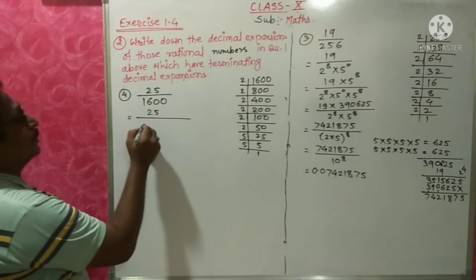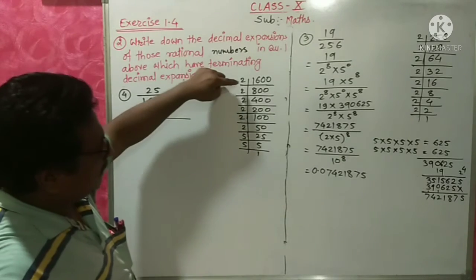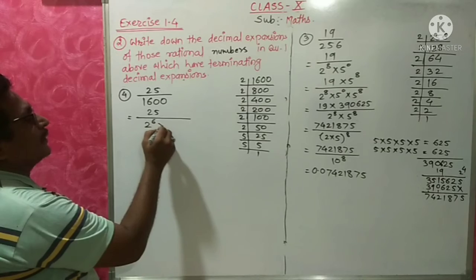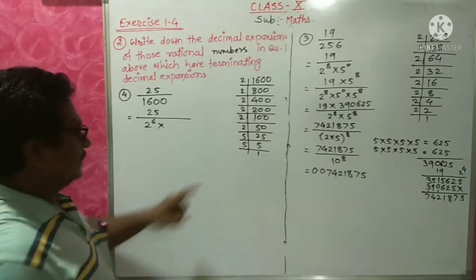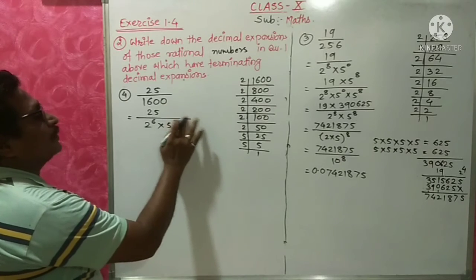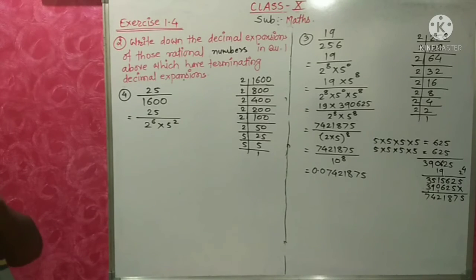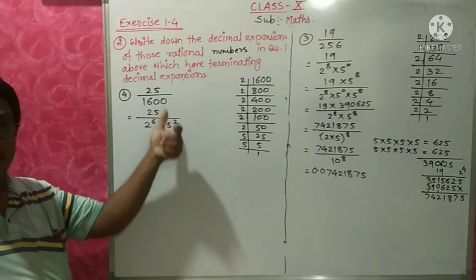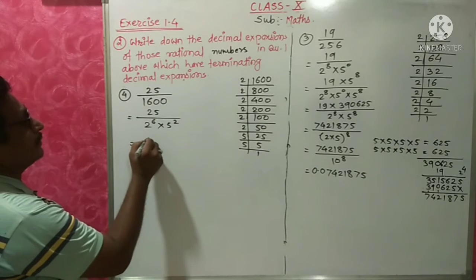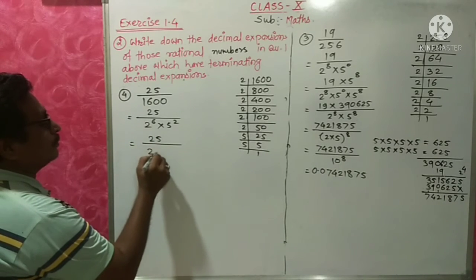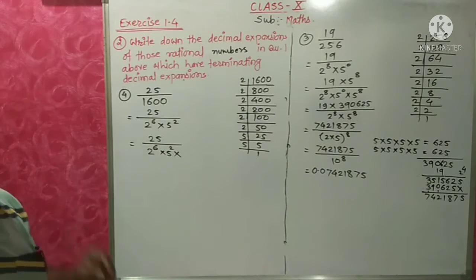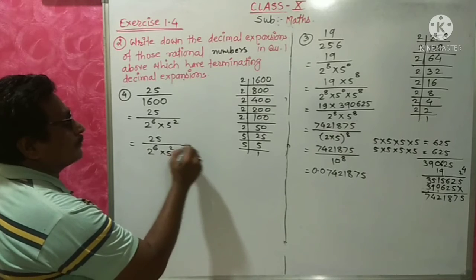So what we got? 2 raised to the power... how many times did 2 come? 1, 2, 3, 4, 5, 6. Into 5 how many times? 2 times. 5 raised to the power 2. So now whose power is bigger? 2's power, 6. So 5's power also has to be made 6 only. So how to make it: 25 by 2 raised to the power 6 into 5 raised to the power 2. So in 2, which number has to be added? We will get 6, 4. So 5 raised to the power 4.